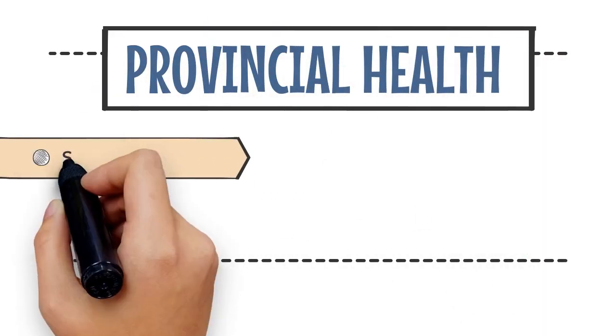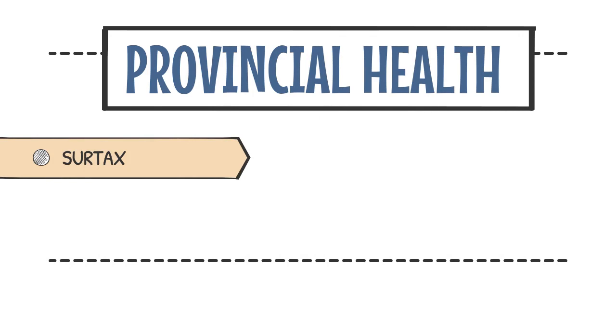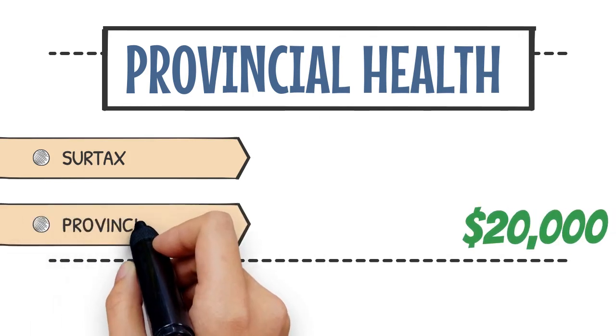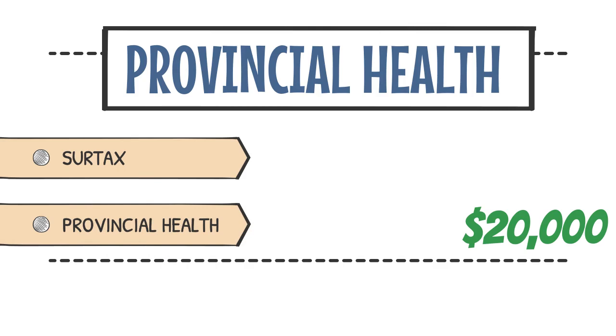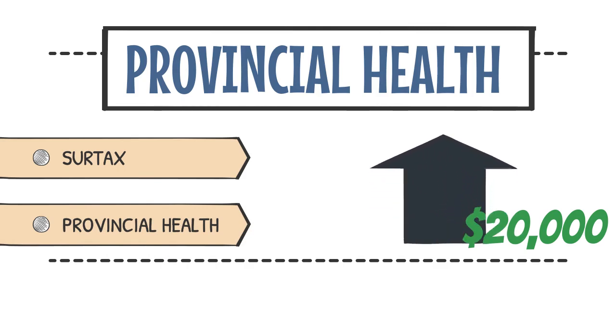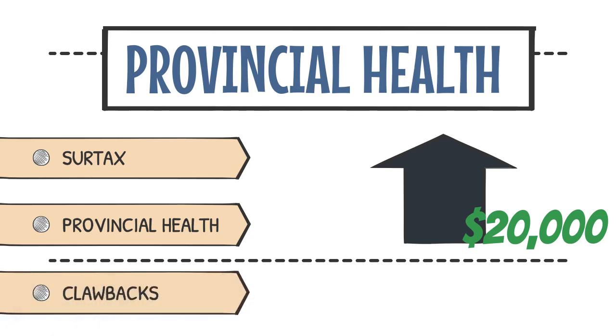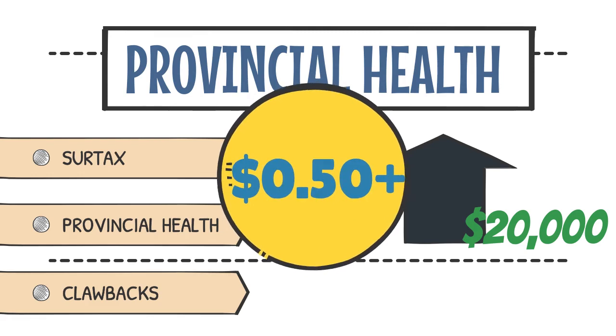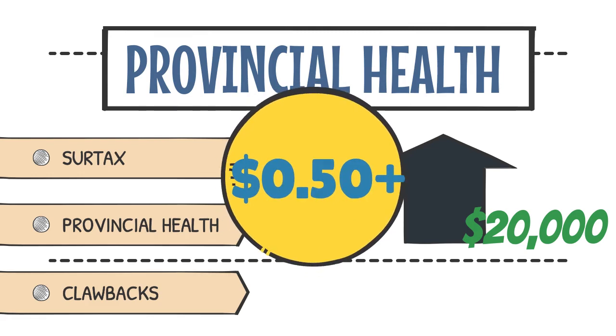On top of the surtax is a provincial health premium. If you make more than $20,000, you're required to pay a provincial health premium, and the amount that you pay will vary based on how much you make. The more you make, the higher your provincial premium. These, combined with the clawbacks of provincial and federal credits at higher levels of income, mean the more that you make, the higher your marginal tax rate would be. For some individuals, that could mean paying over 50 cents or more on each additional dollar that you earn in income tax.